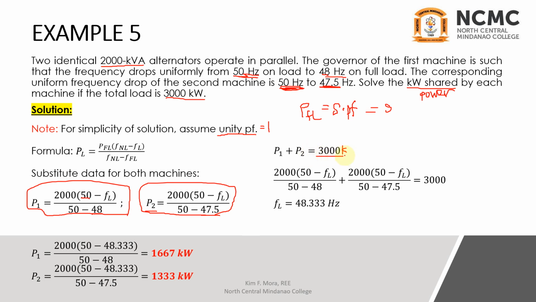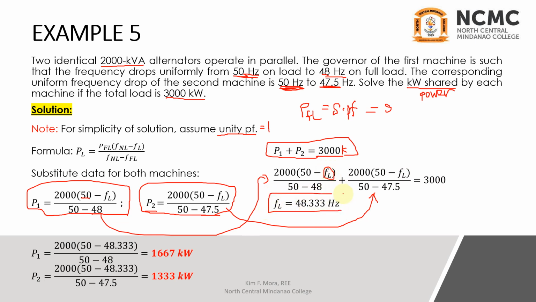So we will use this formula. The equations we formulated come from the given in our problem, which says that their total load on the two machines is 3,000 kilowatts. So P1 plus P2 is equal to 3,000 kilowatts. Then we substitute our P1 and our P2 to solve for the value of our FL. So our FL, or frequency of our load, is equal to 48.3 Hz.